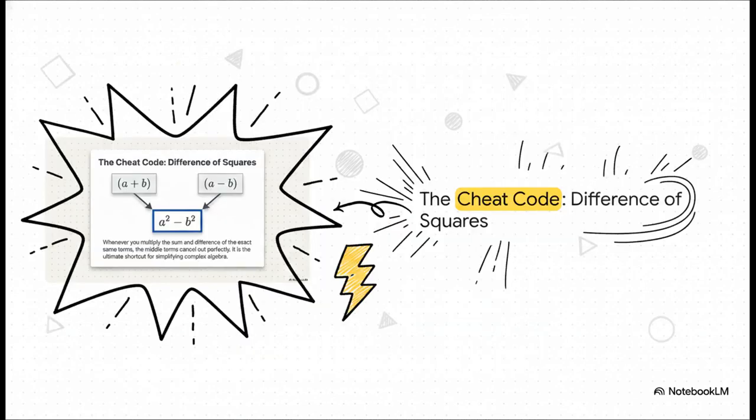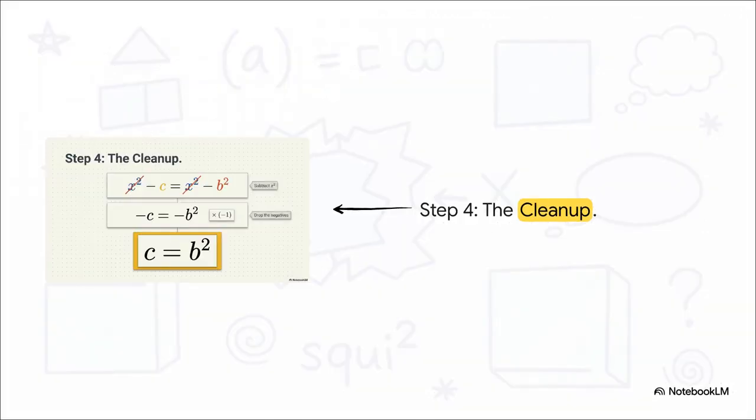Now, what's really interesting about this next part is this is where the ultimate shortcut reveals itself. We're looking at the classic difference of squares rule. It is, no joke, the ultimate math cheat code. See, whenever you multiply the sum and difference of the exact same terms, like a plus b and a minus b, the entire middle section just perfectly cancels itself out. Let's keep this momentum going. When we apply that hack, the right side of our equation instantly transforms into x squared minus b squared.